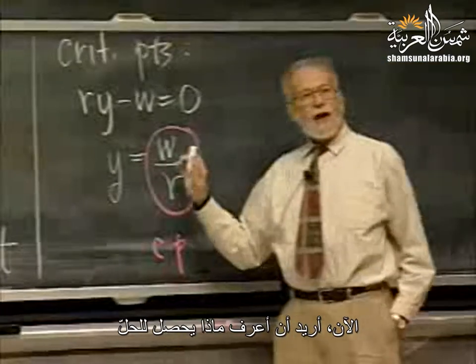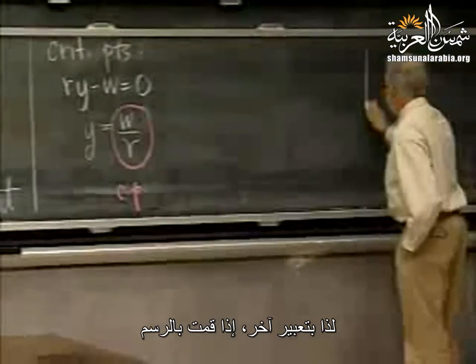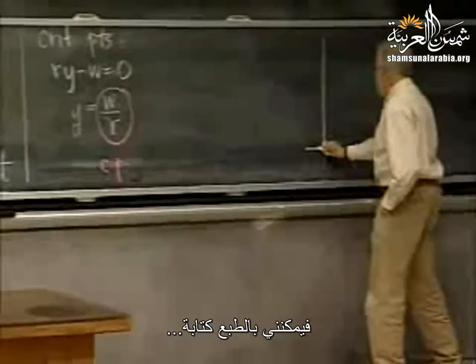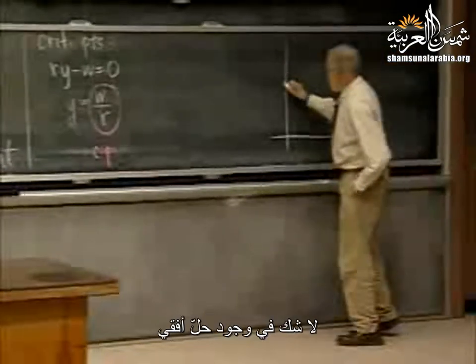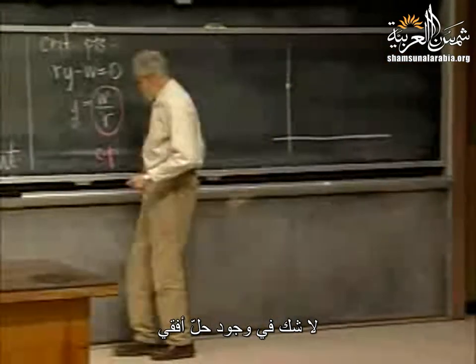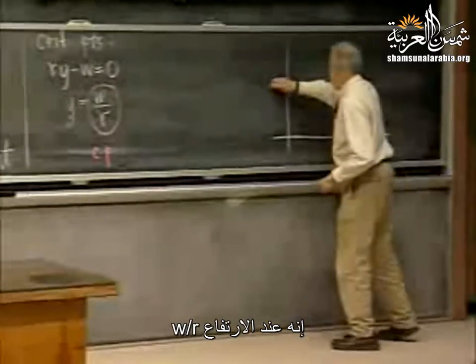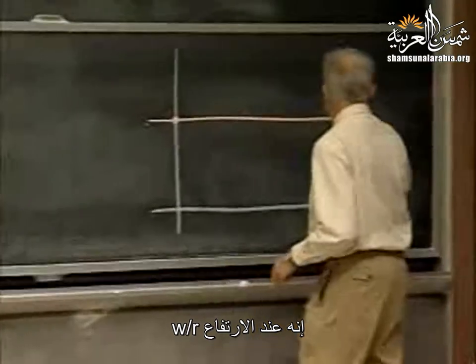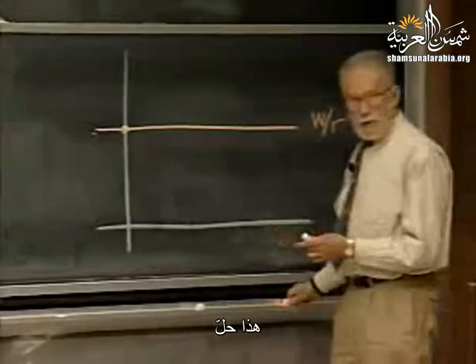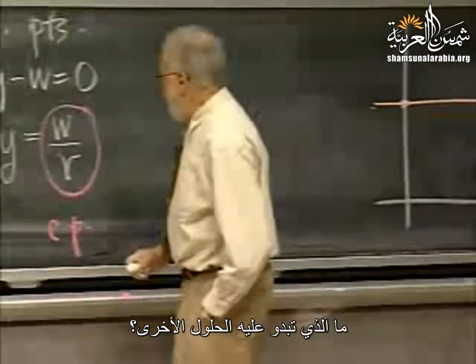So that's the only critical point. Now, I want to know what's happening to the solution. So, in other words, if I plot, I can write away, of course, negative values aren't particularly interesting here. There is definitely a horizontal solution, and it's at the height w over r. That's a solution. The question is, what do the other solutions look like?